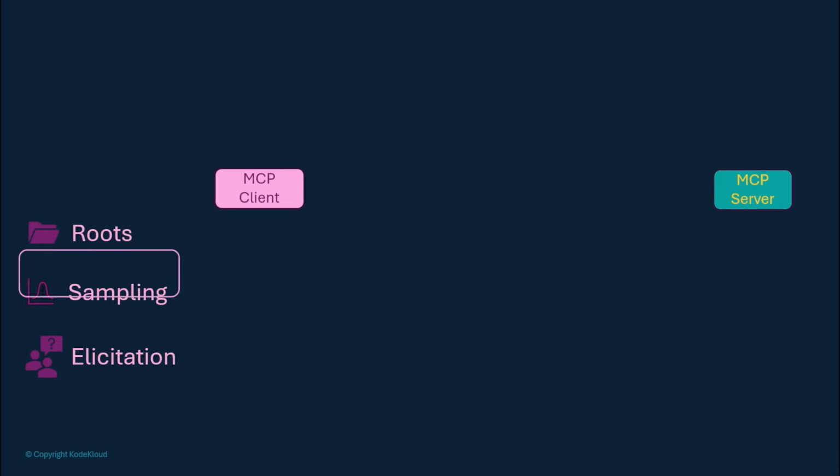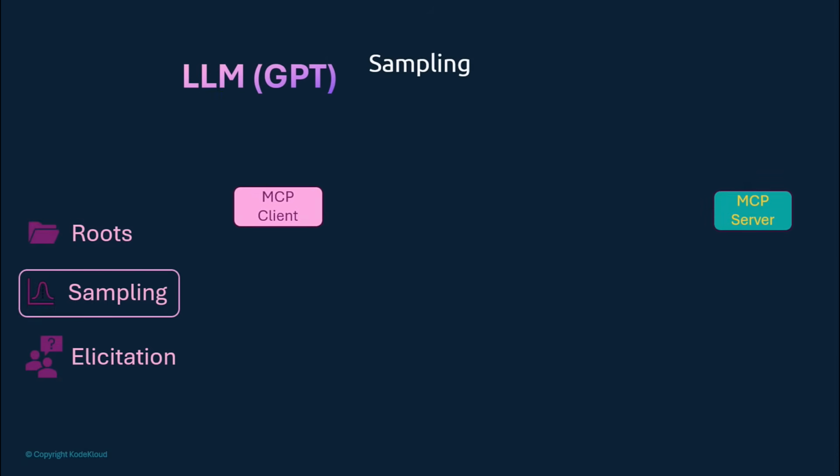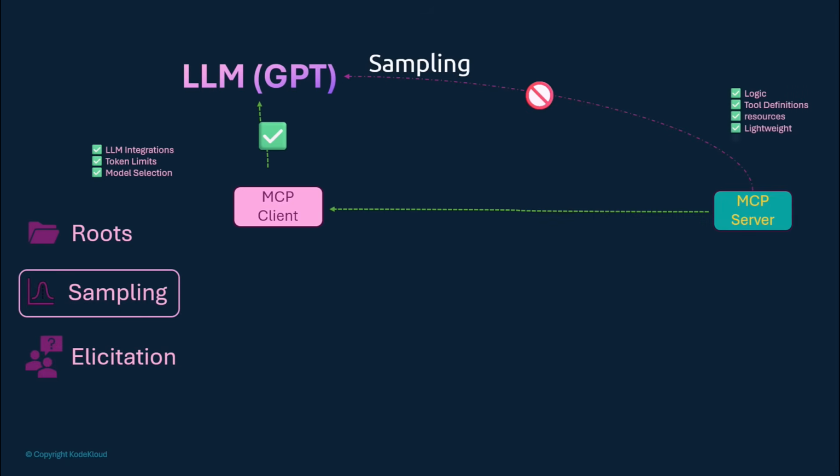Next is sampling. Now, at times, the server might want to interact with the LLM for specific reasons. For example, the server might want to send some resources to the LLM to summarize them. In such a case, the server does not interact with the LLM directly. Why? Because the server may be used by different clients, and we want the client to have control over the model selection, token limits, etc. The server is purely the logic and tool definitions. The client takes charge of LLM interactions, and different clients might choose to do that differently. The server should be just lightweight and decoupled from the entire AI infrastructure.